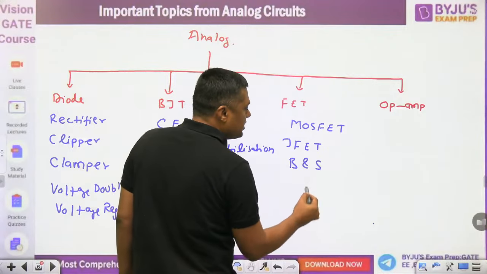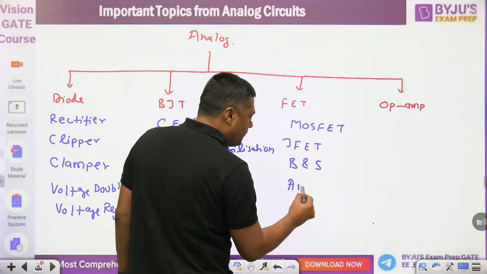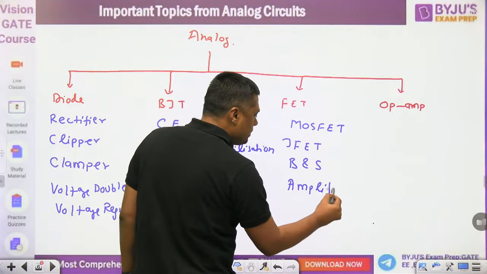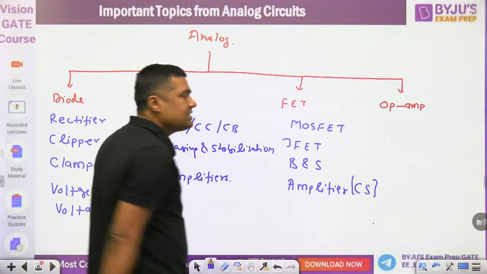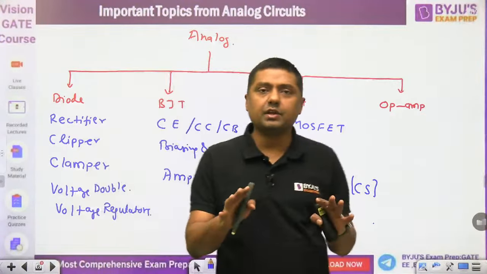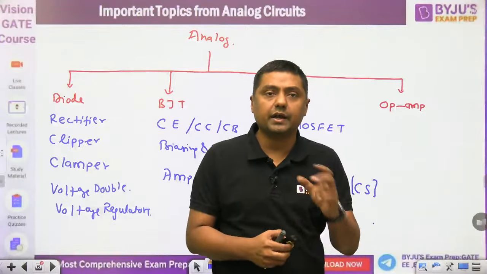and also an amplifier, biasing and stabilization as well as amplifier using MOSFET, especially what? Common source. Common source, gm minus gm rd, that is the gain. Basic gain idea about that, you will get the idea.